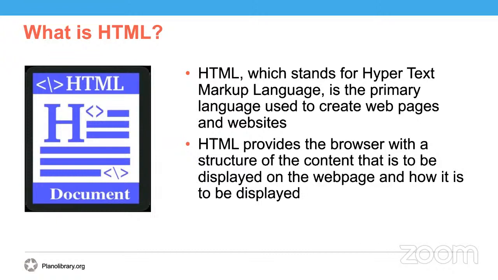HTML tells the browser what is on the page, such as a heading, a paragraph, an image, a link, or a list. So HTML provides that structure. When an HTML document loads in a browser, the browser reads the document line by line, starting from the top of the document all the way down to the bottom.